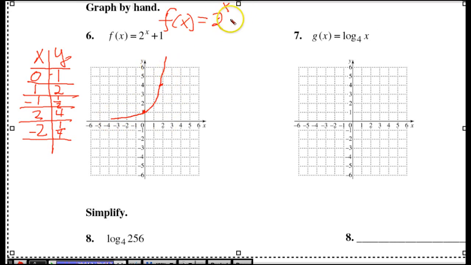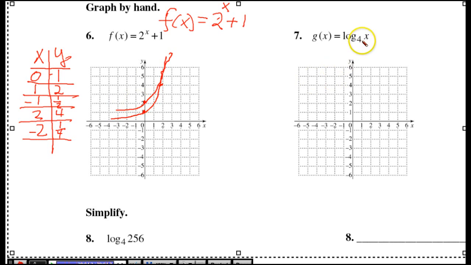Now, when you have a plus 1 here, this dot just gets transposed up one place, and then our line, instead of it being at our x asymptote, which is the x-axis, moves up one. And that's basically what happens there.